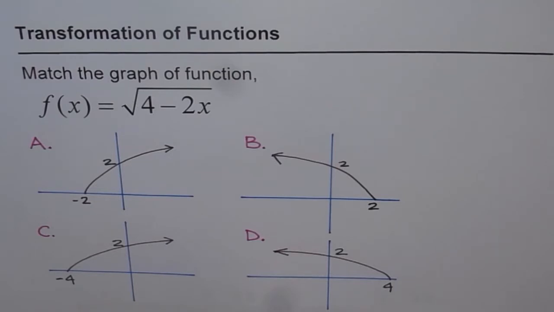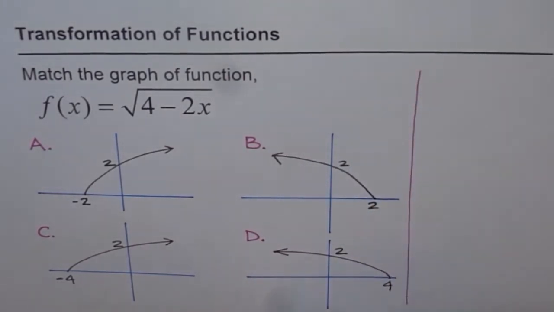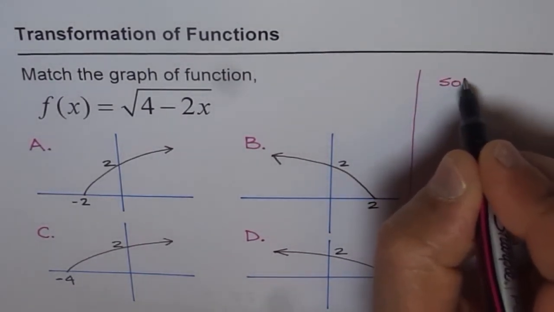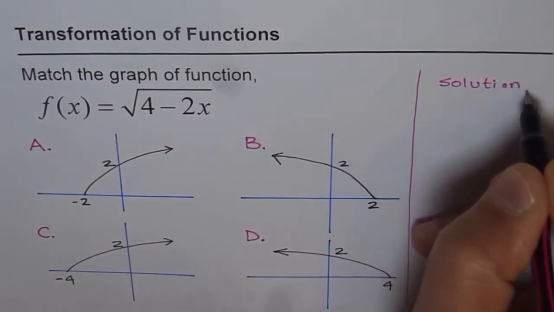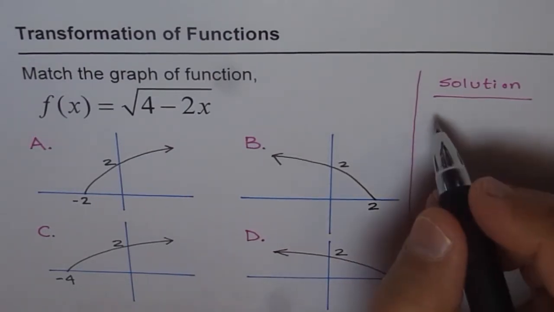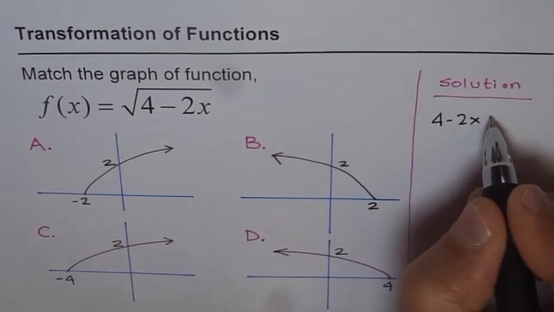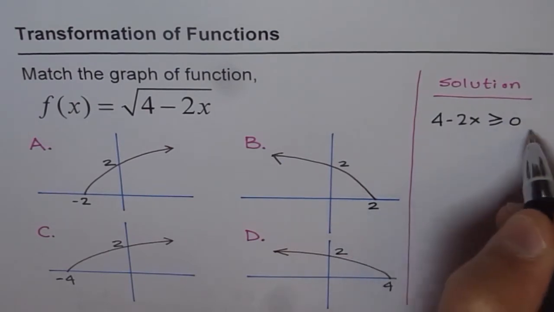Now, to solve these kinds of questions, we can have two different approaches. Let me show you both. So let's work on the right side, and let me write here solution. Now, the first approach is, since domain actually decides which is the right one, we should start with the domain of the function itself. Now, the square root function domain is that 4 minus 2x should be greater than or equal to 0. So let's solve for this.